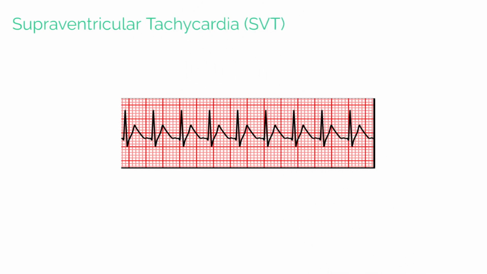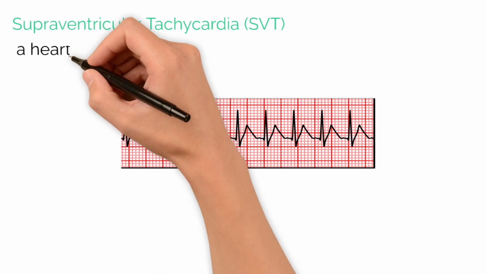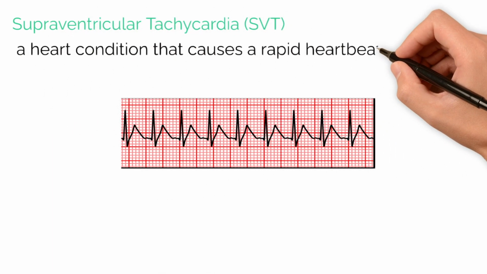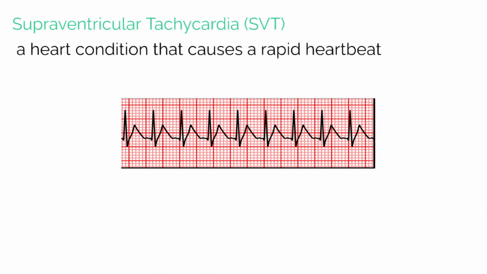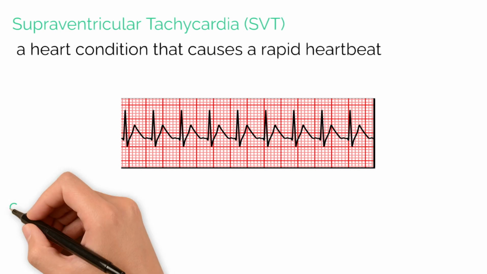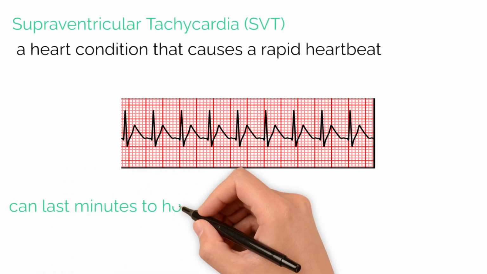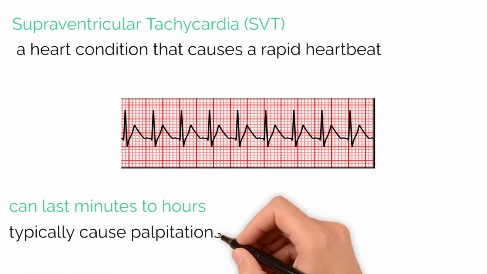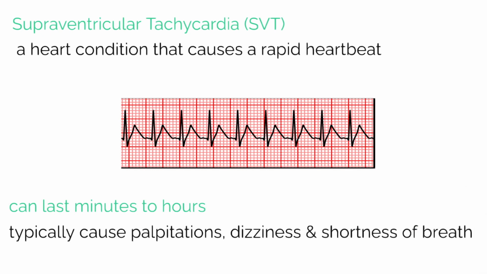Supraventricular tachycardia is a condition where the heart suddenly beats much faster than normal due to abnormal electrical activity above the ventricles. Episodes can last for minutes to hours and typically cause palpitations, dizziness, and shortness of breath. It is a serious condition requiring immediate medical intervention, as it can lead to insufficient blood flow to the body's organs.